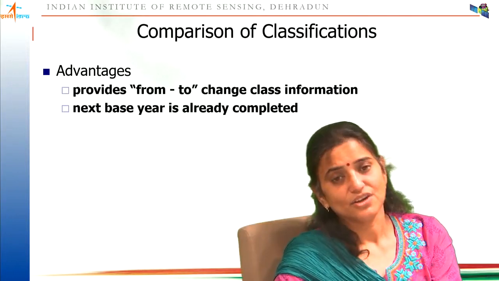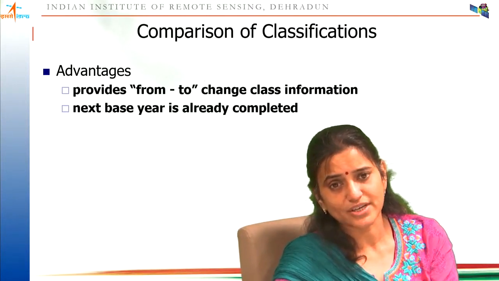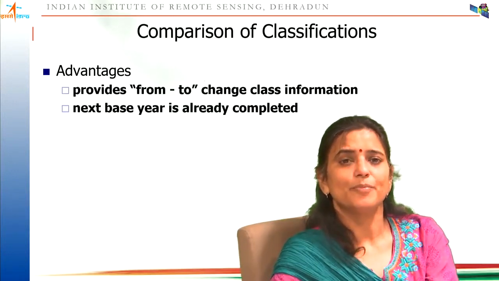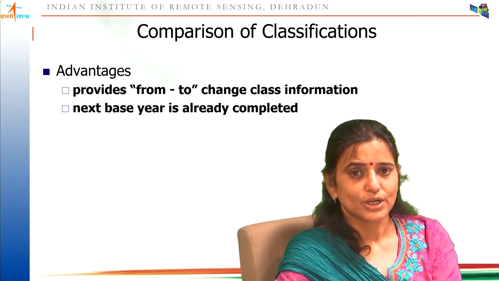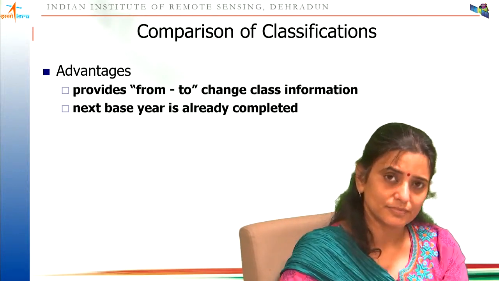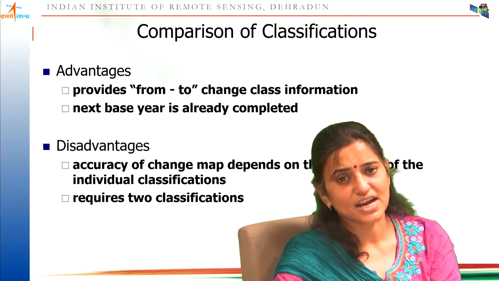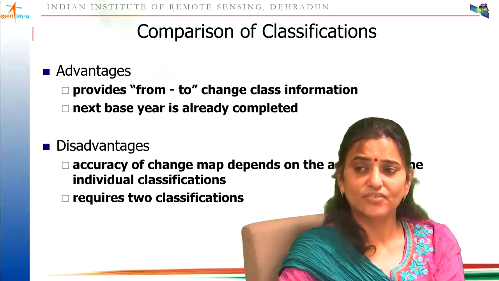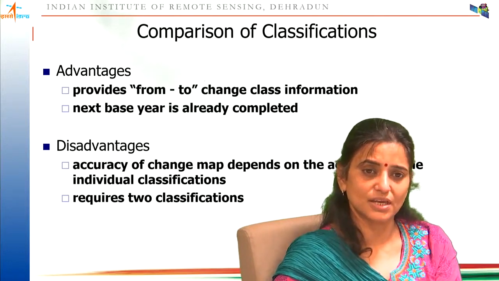The advantage is that we can have the matrix showing that earlier this pixel was forest, now it is urban area. So forest to urban, this many number of pixels have changed. So we can have a matrix of classification also, and we can create a base map. From that base map, one by one you can do the classification of the changes. The disadvantage is that the accuracy of the change map depends on the accuracy of the individual classifications, and it requires two classifications, one for the pre-date image and one for the post-date image.